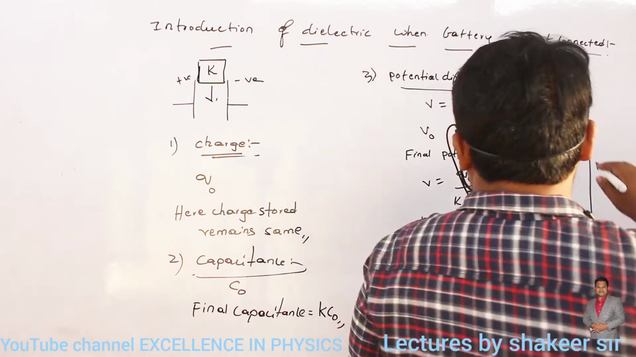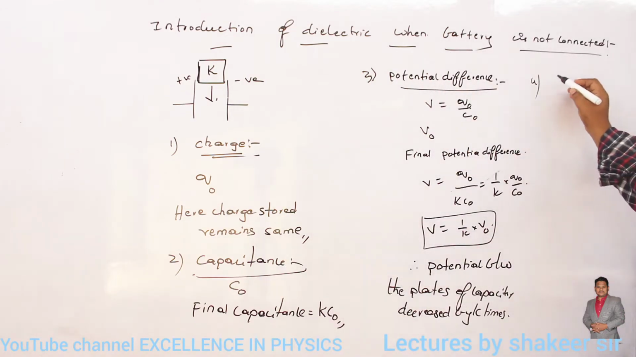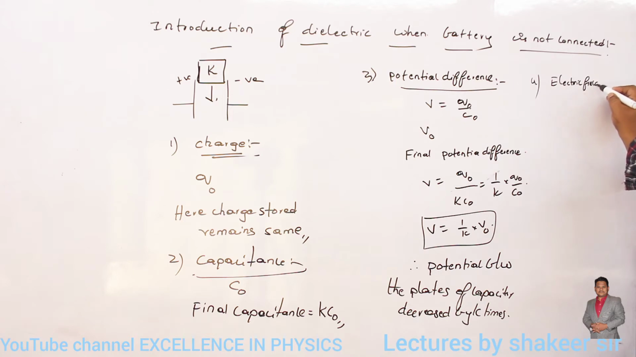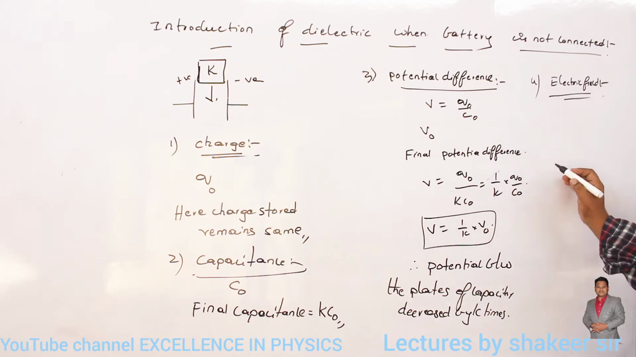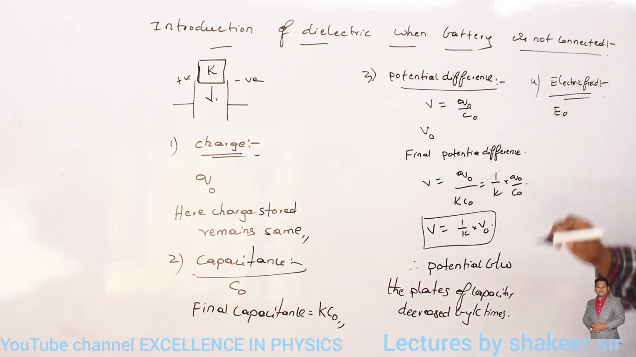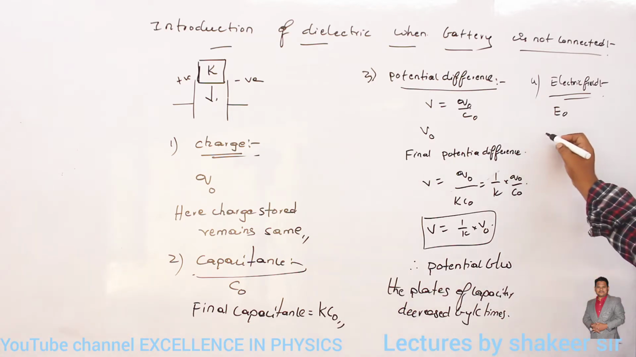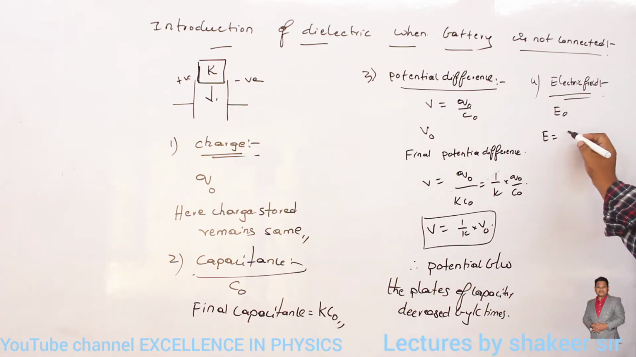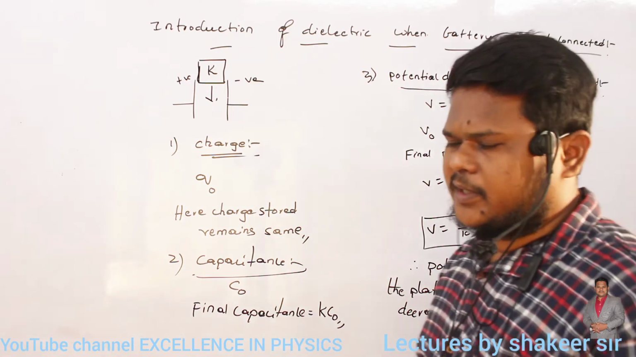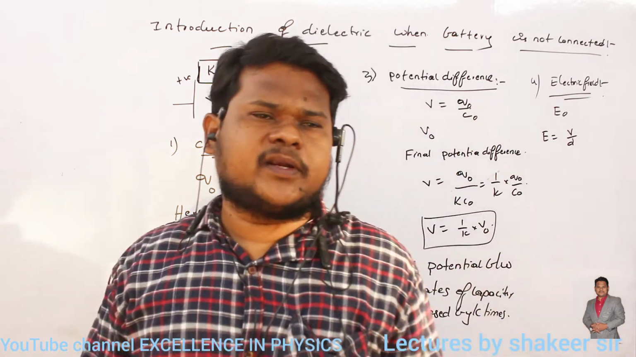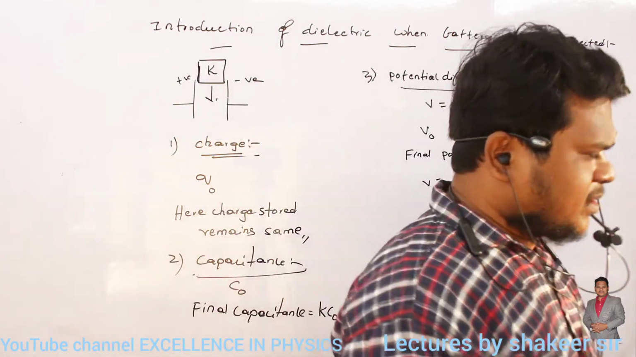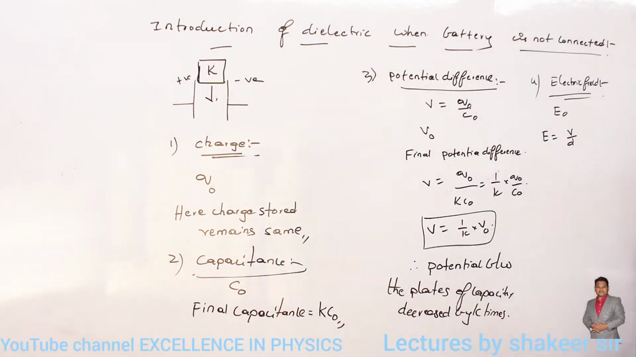Okay. Next, fourth one. What about the electric field in between the plates of the capacitor? Let the initial electric field be E naught. The final electric field E is equal to V divided by d. This is the formula. In differential form, electric field E is equal to minus dV divided by dr. In general form, I can write E is equal to V divided by d. So the potential difference is how much?